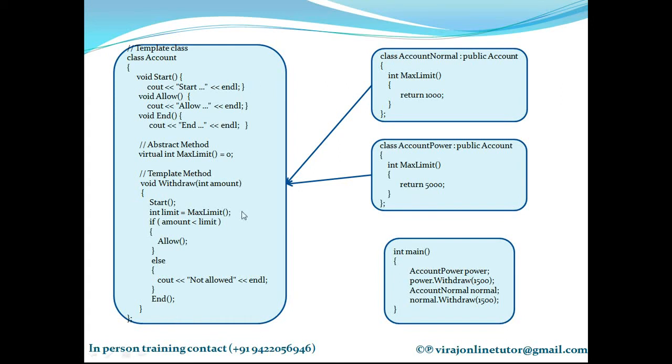And the last step of the algorithm says end the transaction. So I'll just repeat this algorithm. Step number 1 says start the transaction. Step number 2 says calculate the max limit for this particular account. Max limit is just abstract here. It is actually implemented by subclasses. That means this step of the algorithm I am deferring to subclasses. If the amount that is entered by the user is less than the limit, then you allow the transaction. Else you don't allow the transaction. And finally, end the transaction.